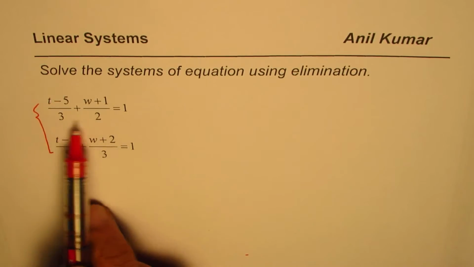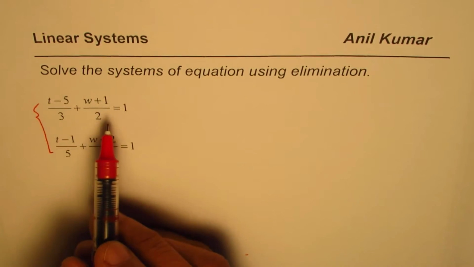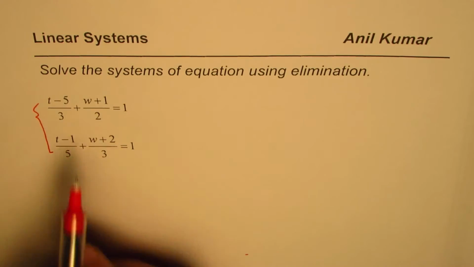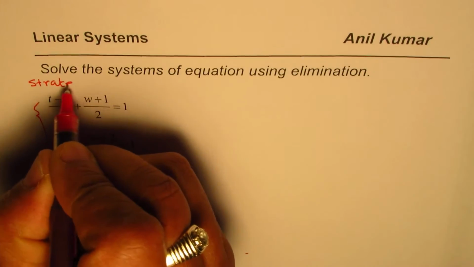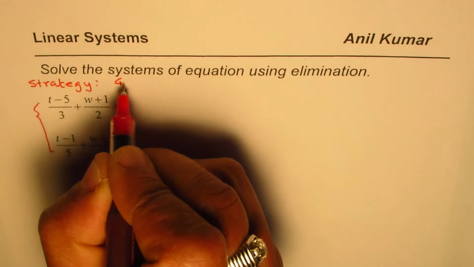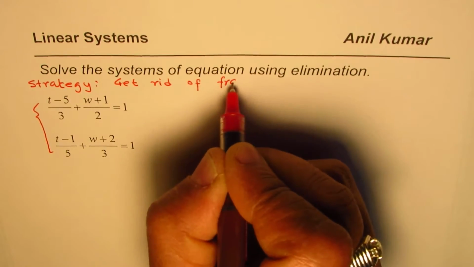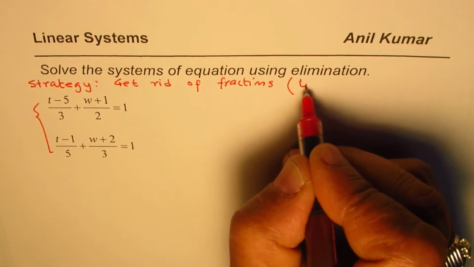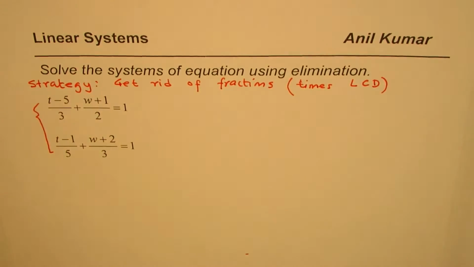As you can see, it has fractions involved. So the strategy to solve such questions is to get rid of fractions. How do we do that? We need to multiply by the lowest common multiple, correct? So the strategy, let me write down clearly. Strategy is get rid of fractions. So how do we get rid of fractions? Times lowest common denominator. That is the strategy, right?